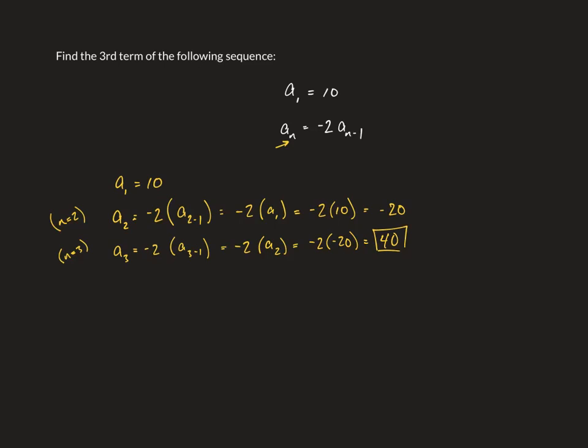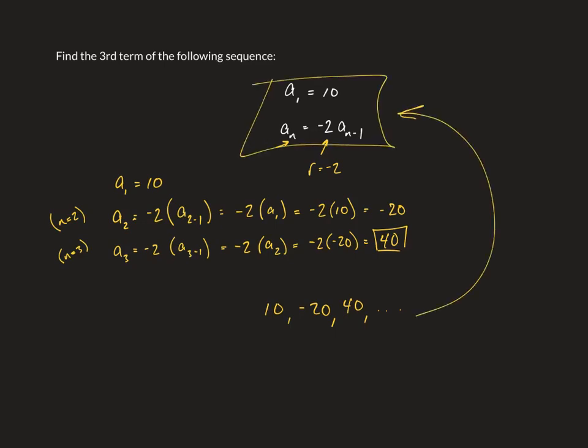It turns out that this is a geometric sequence because we have a common ratio of negative 2. So in the previous notes that we did, you might have been given 10, negative 20, 40, and you would have been asked to define this recursively, and you would have had this, right? But now we're going backwards, and we're saying, okay, you have the definition, give me the elements of this sequence. So let's try another one.